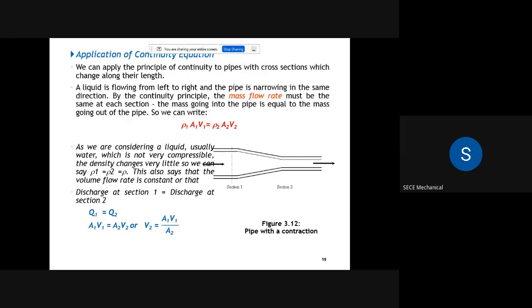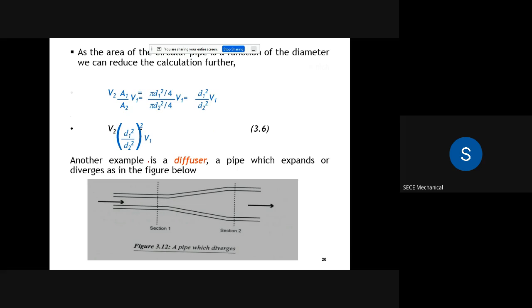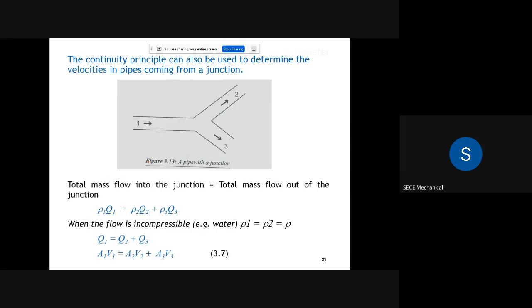Now, there are different applications of the continuity equation, such as mass flow rate, pipes with contraction, diffusion and convergence, venturi, and pipes connected in series and in parallel.